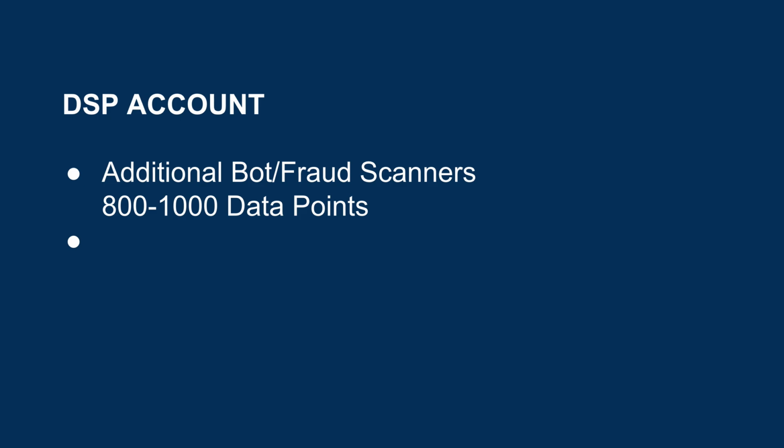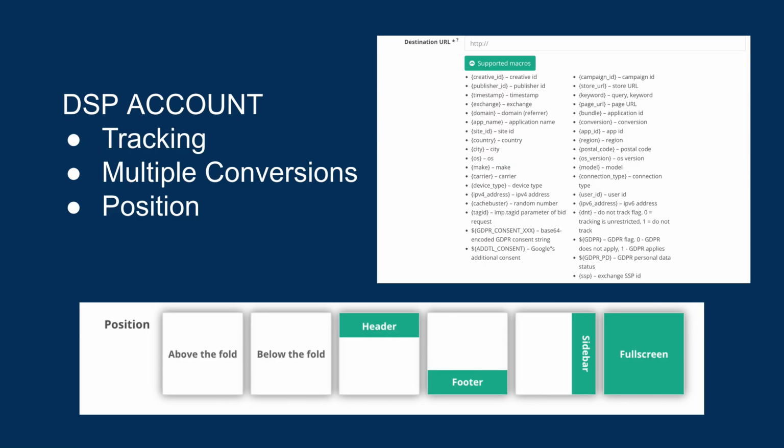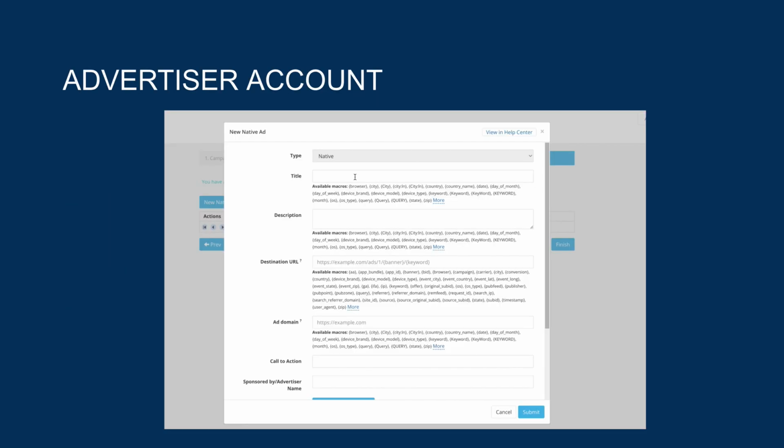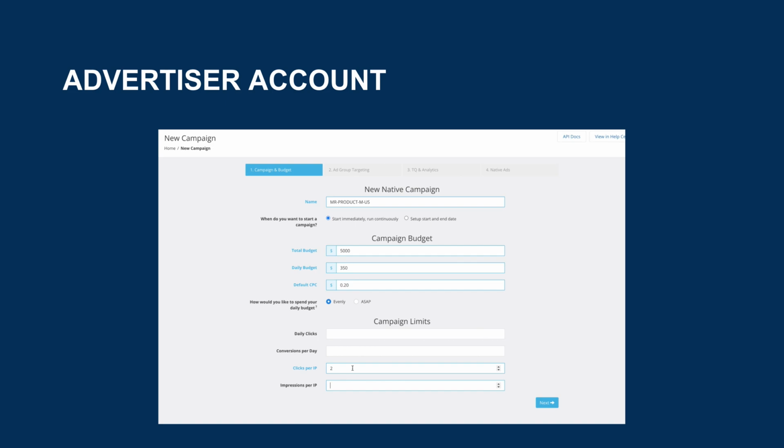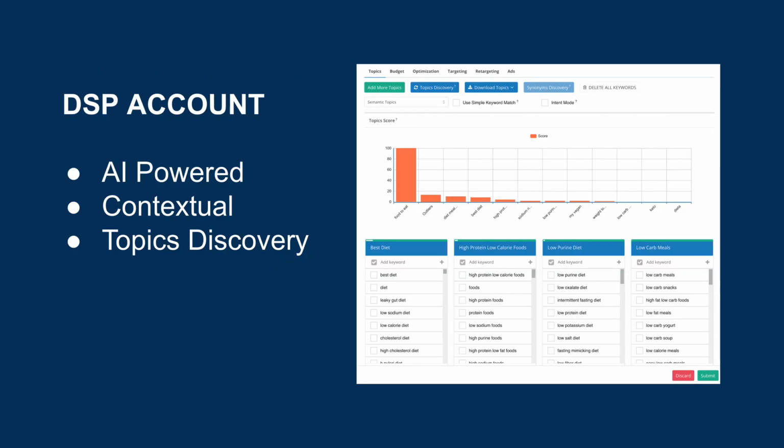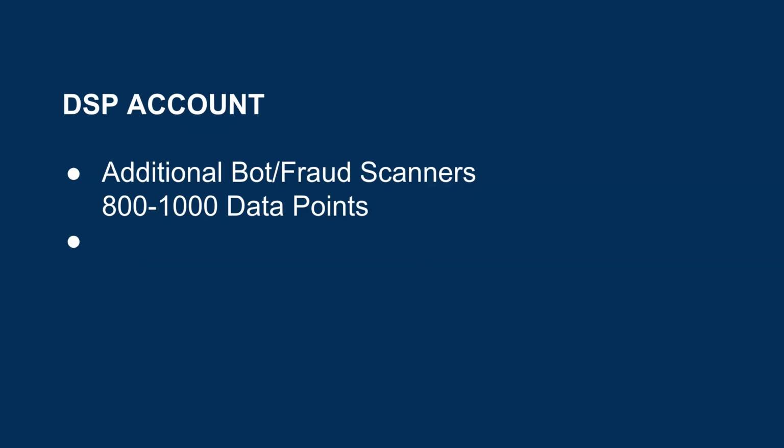Oh, yes, and then the additional bot fraud filters. So on this Advertiser account, you have one bot and fraud IVT system filter that checks about 200 different data points. So it'll check for user agent error, IP address error, things like that. The DSP has that bot filter as well, but it also has an additional one that checks for up to 1,000 different data points, and it's looking for inconsistencies within that type of data.